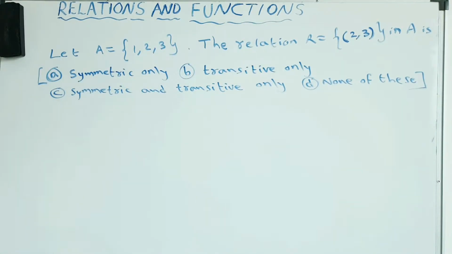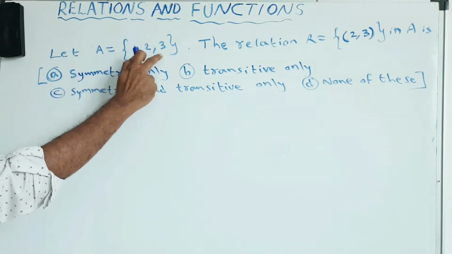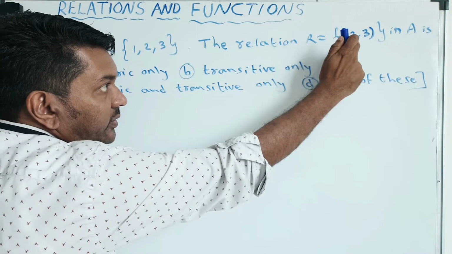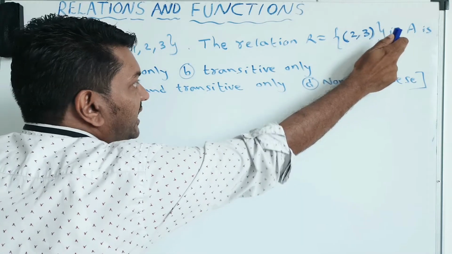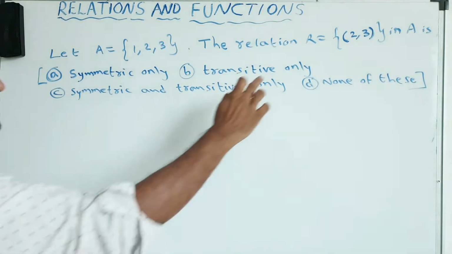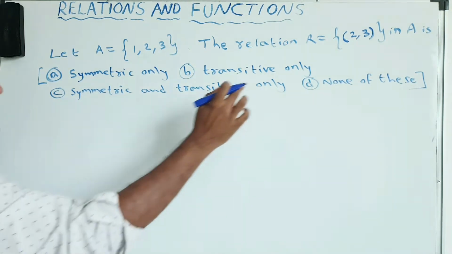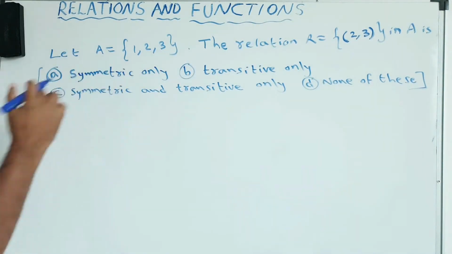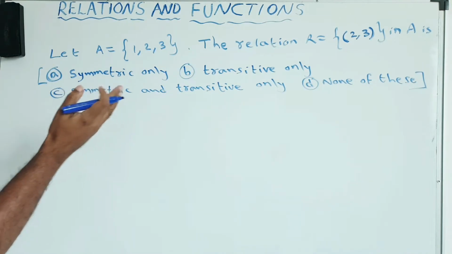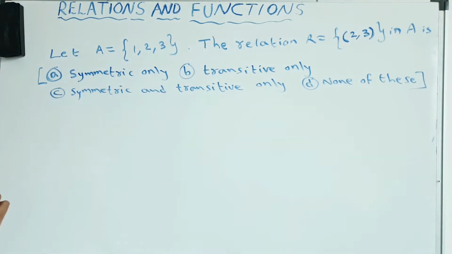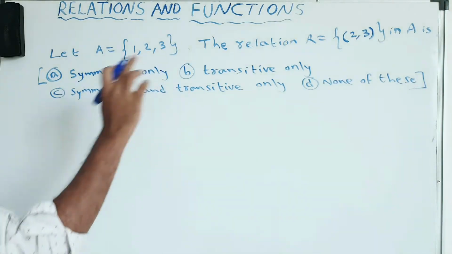Now we will move to another question. Let A equal set {1, 2, 3}. The relation R equals set of ordered pair (2, 3) in A is... They are asking this relation is which kind of relation? Clearly you can say this is not reflexive as (1, 1) is not there. Even (2, 2) and (3, 3), none of these are available in that. So it is not a reflexive relation.